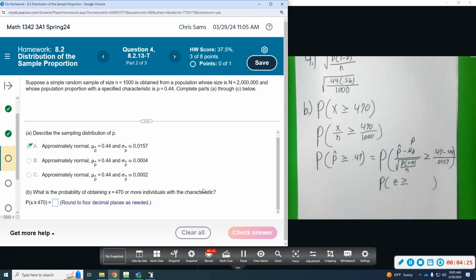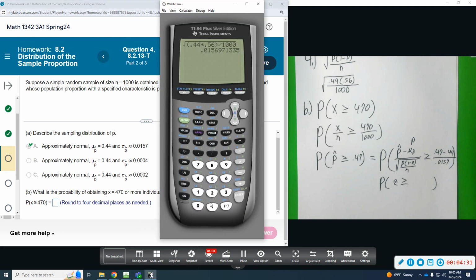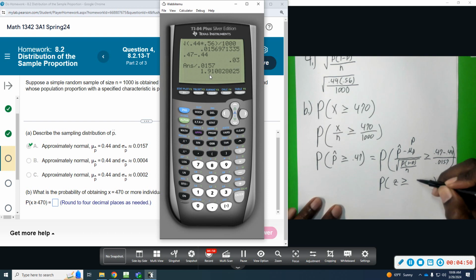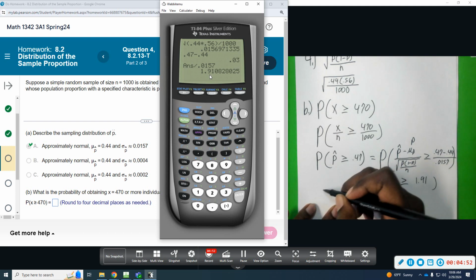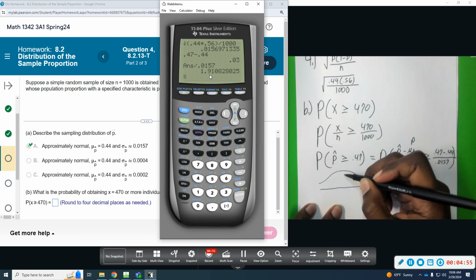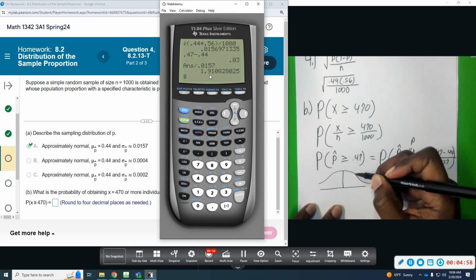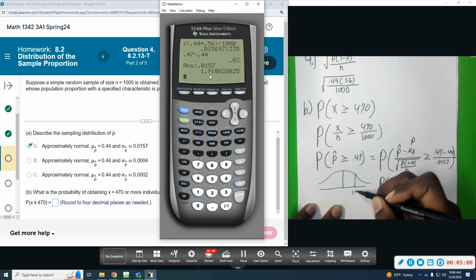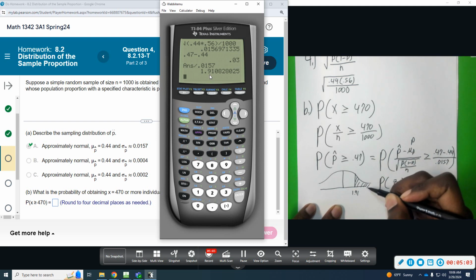But actually, let's go ahead and do that since we've come this far. Let's find out what the z value is. 0.47 minus 0.44, and then we're going to divide by 0.0157. So we get a z value of 1.91. Okay. So what this says, if I have a bell curve, 1.91 would be over here on this side, and we're looking for the area to the right, greater than.